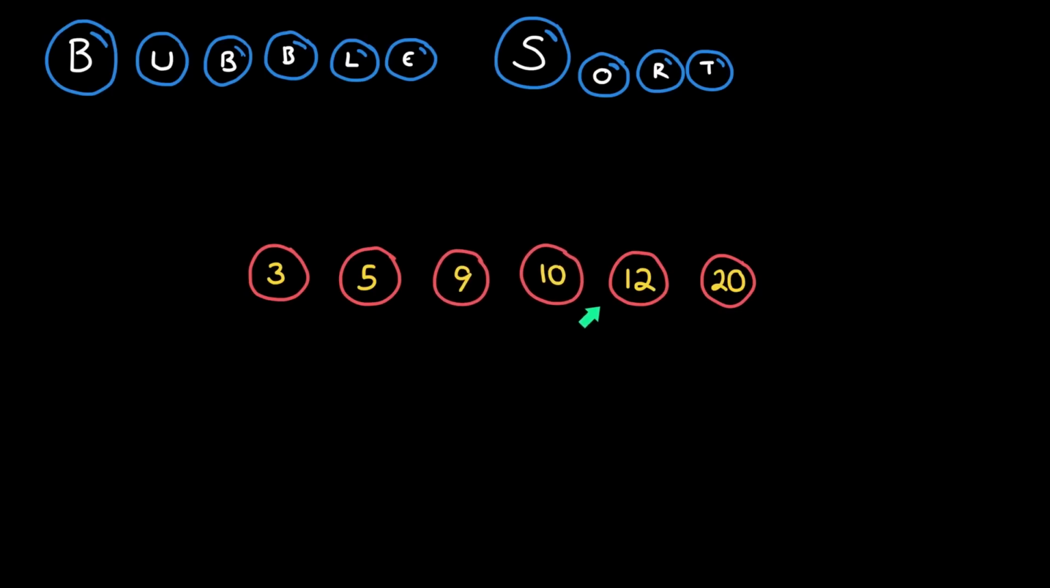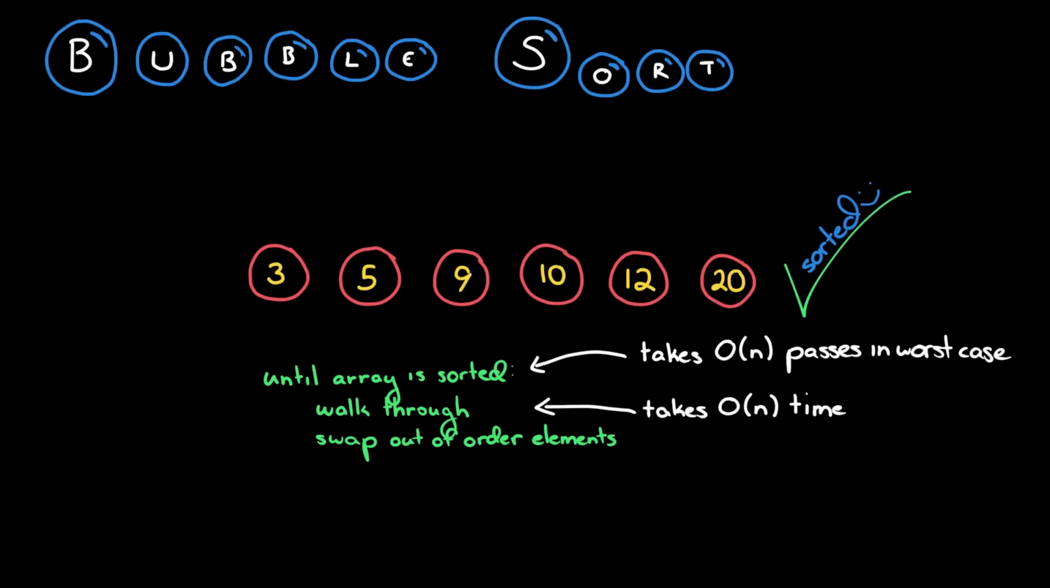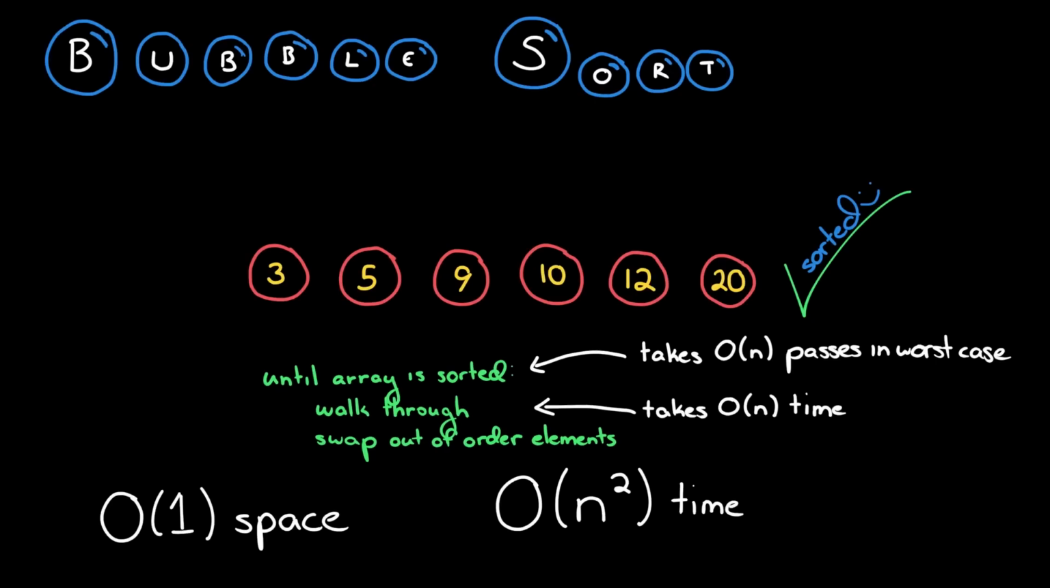So we walk through the array, swapping all the out of order elements, and then we walk through it, and so it's a little bit more sorted than it was, and then we walk through it again, swapping all elements that are out of order, and eventually the elements kind of bubble around to where they should actually be. Unfortunately, bubble sort is pretty slow. We could have to do as many as O of n passes through the array, and each pass takes O of n time. So that'll give us a runtime of n squared, but we don't need any extra memory to run this algorithm. So now let's look at the implementation of it.